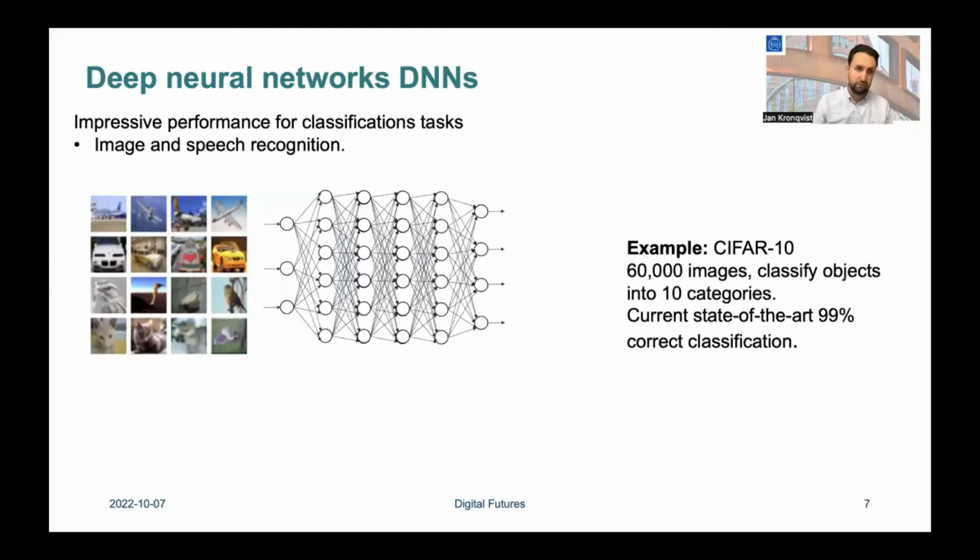So deep neural networks, as many of you are aware, have achieved very impressive performance for classification tasks, such as image and speech recognition. And here I have an example of the so-called CIFAR 10 dataset, which consists of images from 10 different categories. For example, cats, birds, cars, and airplanes. And the current state of the art is able to achieve about 99% correct classification, which is really impressive because many of these images are not easy to tell what they are by just looking at them.